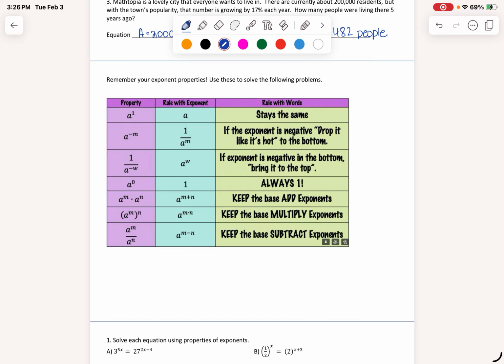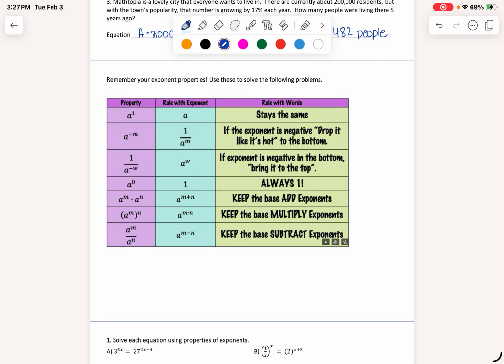All right. A to the negative m power. You cannot leave negative exponents in your answers. So if the exponent's negative, drop it like it's hot, meaning put it on the bottom or make it into a fraction that becomes 1 over a to the positive m. So drop it to the denominator. Drop it like it's hot. If you have 1 over a to the negative w, bring it to the top. You can't have negative exponents, so that becomes a to the w. Anything that is 0 power is 1.